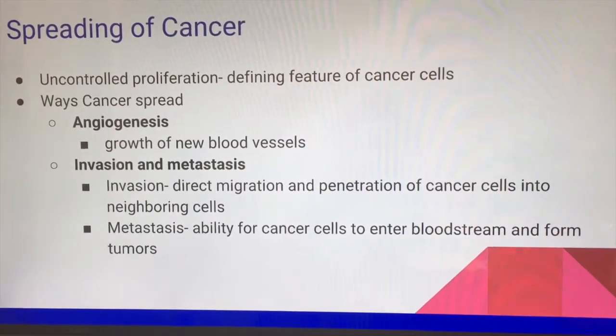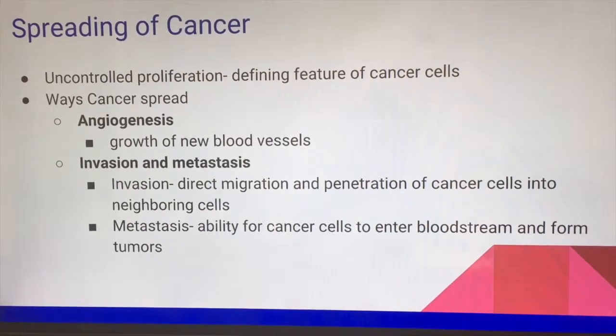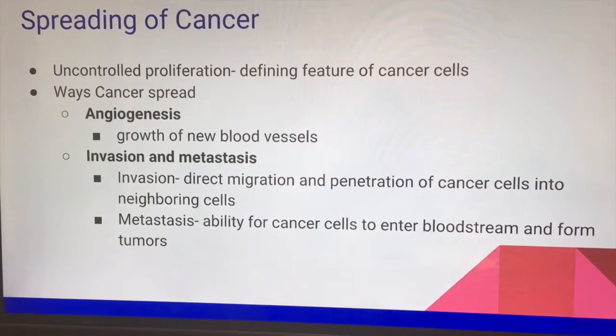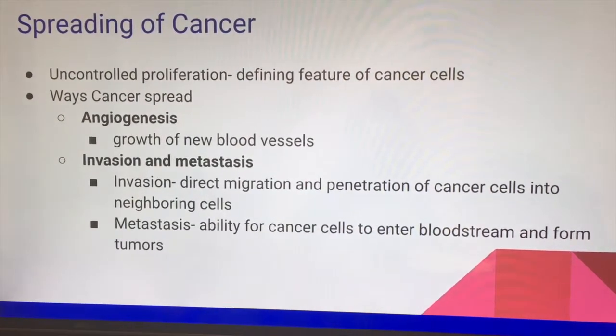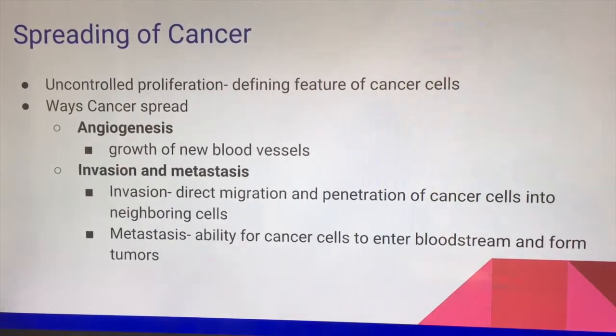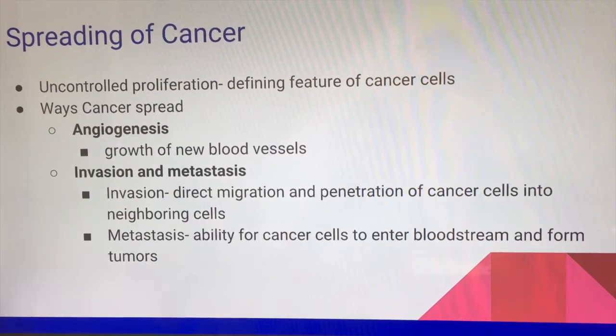Once angiogenesis has been triggered, cells can spread in two ways: invasion or metastasis. Invasion is the direct migration and penetration of cells into the neighboring cells, and metastasis is the ability for cancer cells to enter the bloodstream and form tumors.